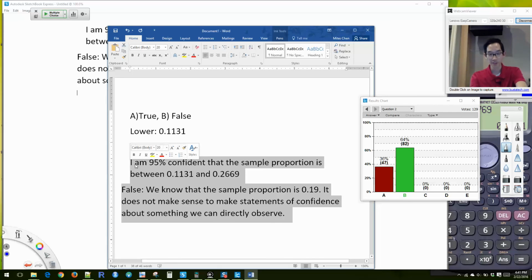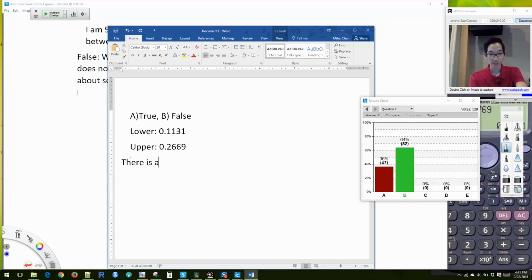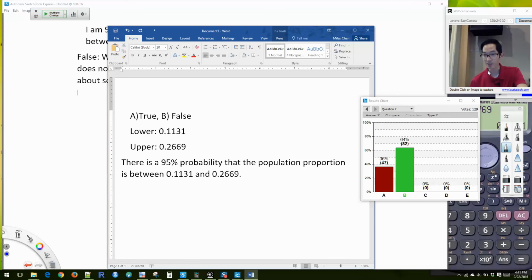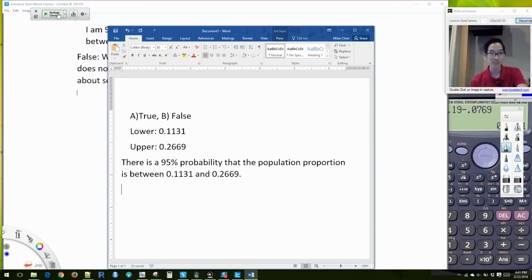Okay. Next statement. There is a 95% probability that the population proportion is between 0.1131 and 0.2669. Okay, so I have to close this so you guys don't see each other's answers. All right, go ahead, get your clicks in.